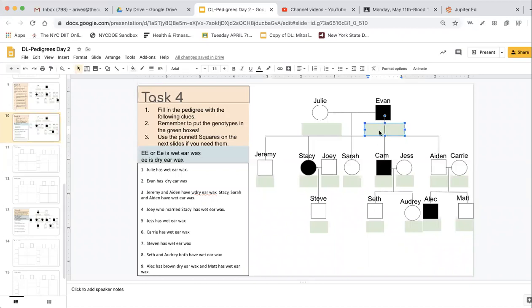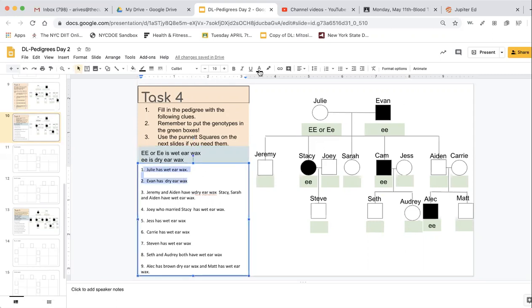That's what I always do first, before I even read the clues. So I just go in. I know Evan, I know Stacy, I know Cam, and I know Alec. Done. Super fast. Now, Julie has wet earwax, so we can start figuring out Julie, or we can just put in the combinations. Capital E is one possibility, or capital E lowercase e. Now, Evan has dry earwax. I already got his. So I've got these two.